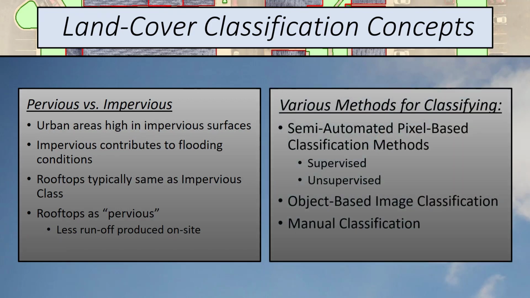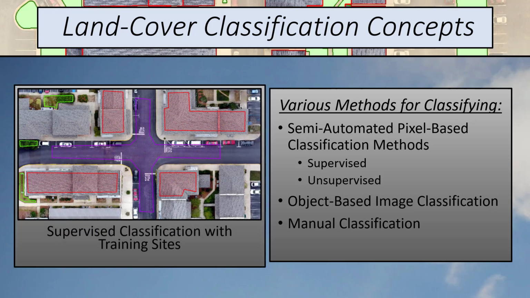When deciding to perform a land cover classification on aerial imagery, you need to determine what method you want to use. There are various methods for various needs, so it all really depends on your project's features. The most common forms of image classifications are semi-automated pixel-based classifications like supervised, which makes use of training samples of pixels to determine each image pixel's class.